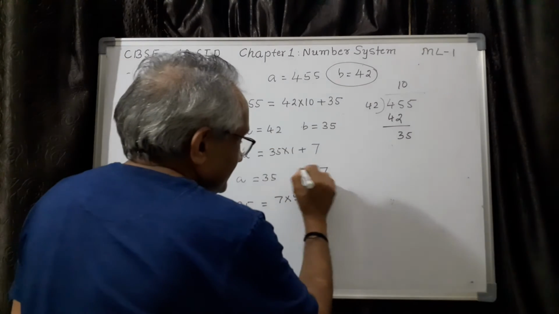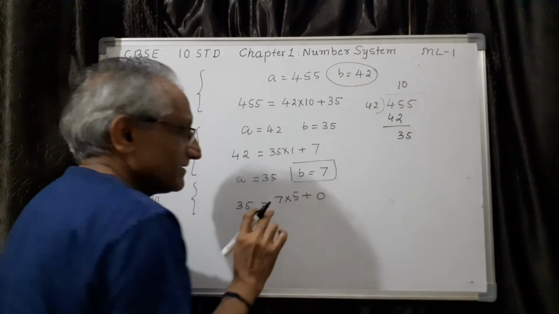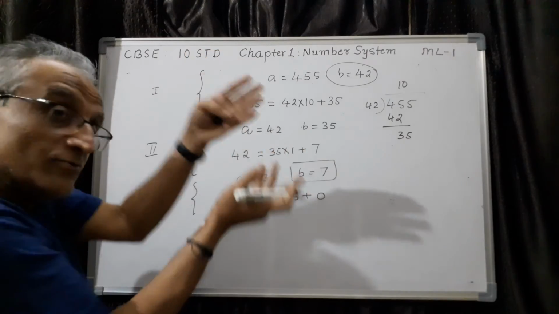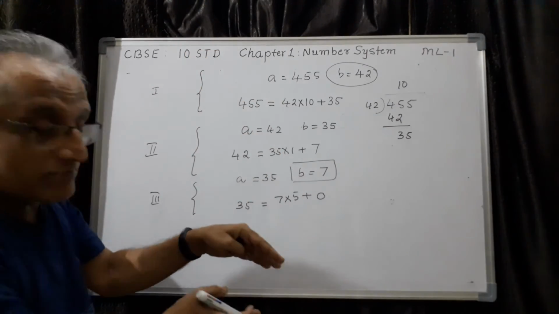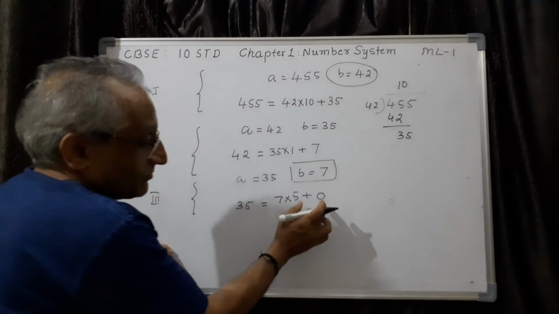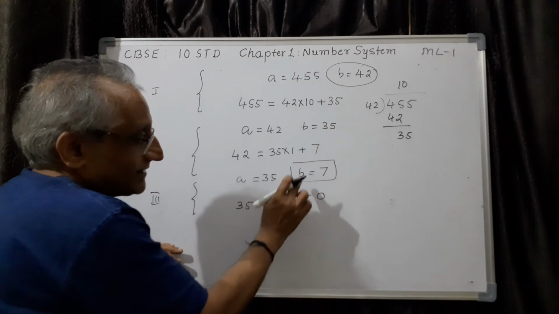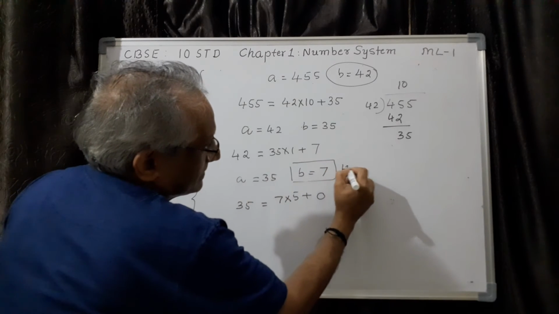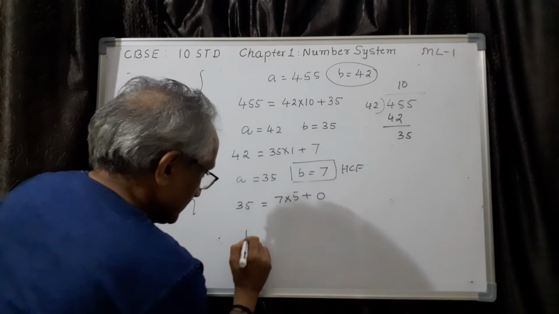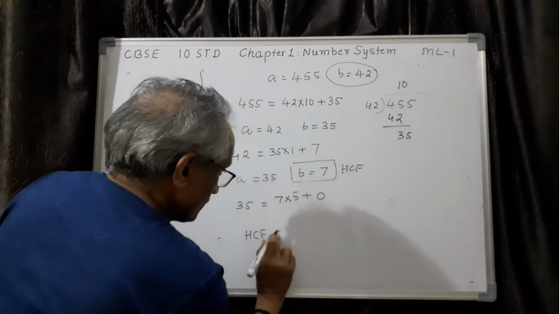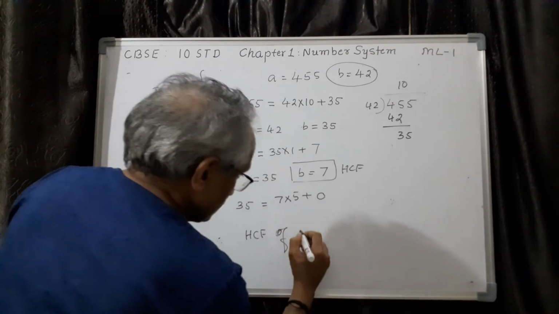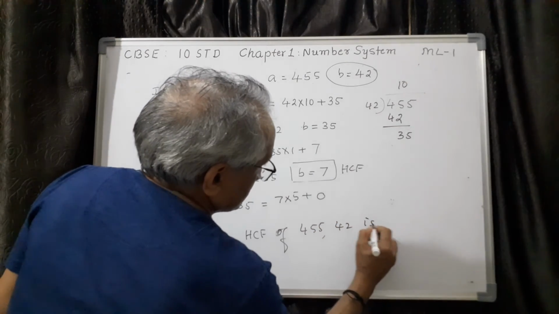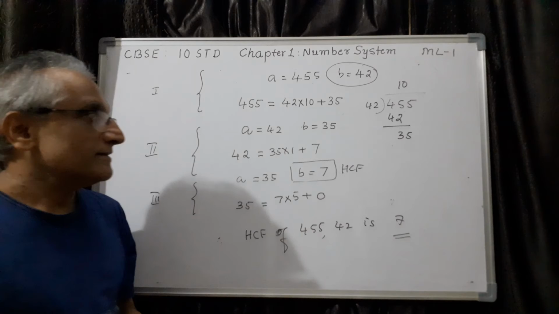Therefore this is the HCF. Remember, you have to proceed until you get 0. It may be the first step only, or the second step, third step, fourth step, any number of steps. The moment you get 0, stop, and this b from where you are dividing becomes the HCF. So therefore you have to write, therefore HCF of the given numbers 455 and 42 is 7. So this is the method.